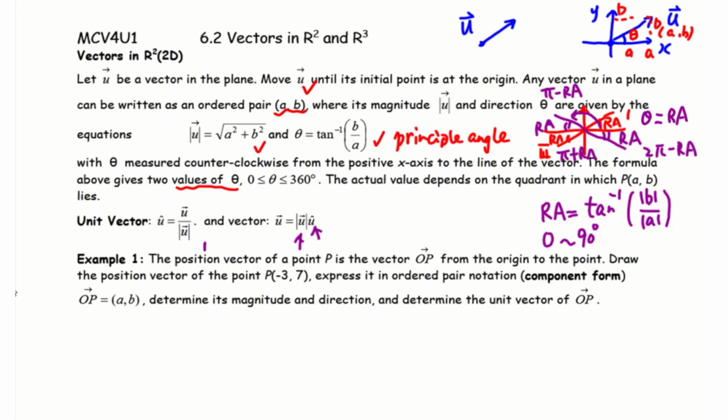So now we are going to see example 1. The position vector of a point P is a vector OP from the origin to the point. So this is the point -3, 7. Without the P, it will be a vector. If we draw it, x is negative, -3, and y is positive, so it will be in the second quadrant. From O to P is the vector.